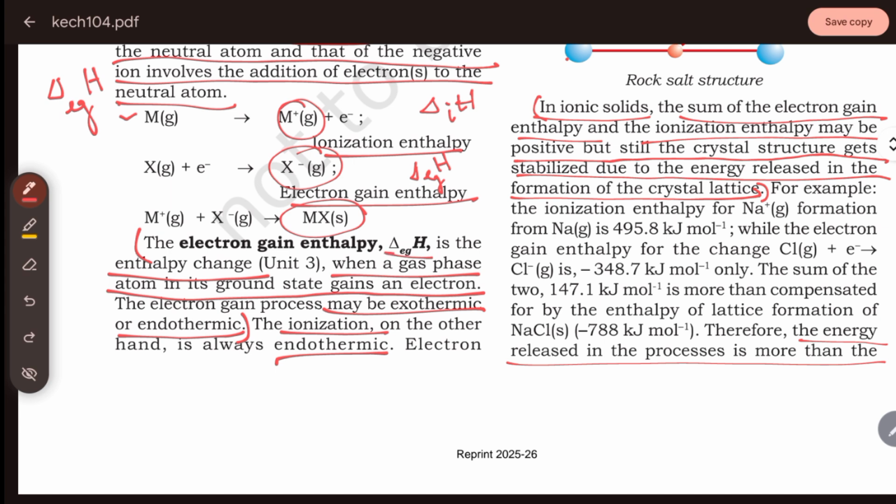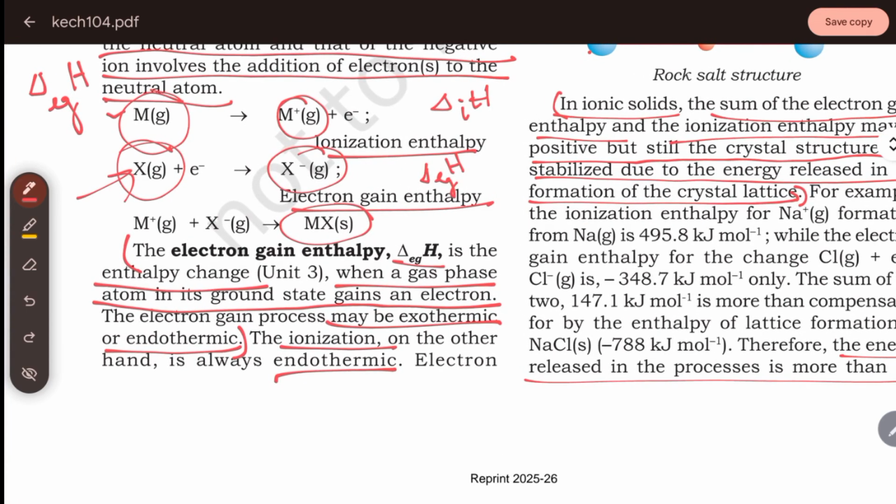So electron gain enthalpy is the enthalpy change when a gas phase atom in its ground state gains an electron. This process may be exothermic or endothermic, but in order to form an effective ionic bond, after gaining an electron, the anion thus formed should be stable. If it is stable, then the reaction is generally exothermic.